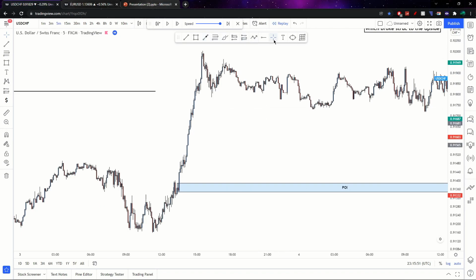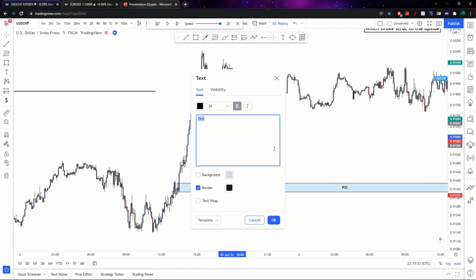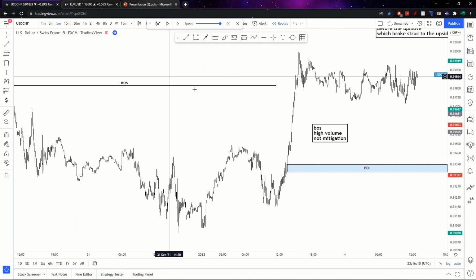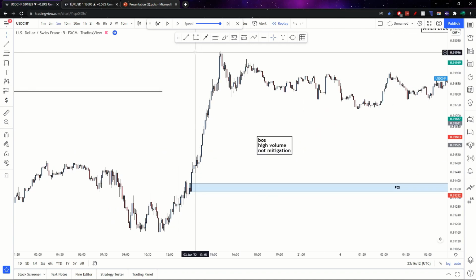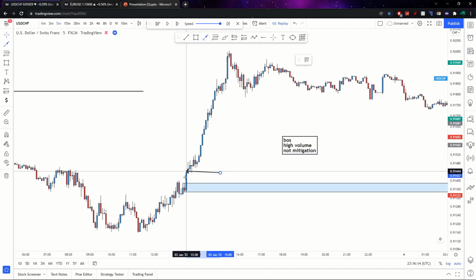Okay, so I'll write down the rules now. So we've got BOS, high volume, and no mitigation, right? If we go through each and every one of these, we know there's a break of structure and high volume. We've got that right here. So this would be an example of high volume.